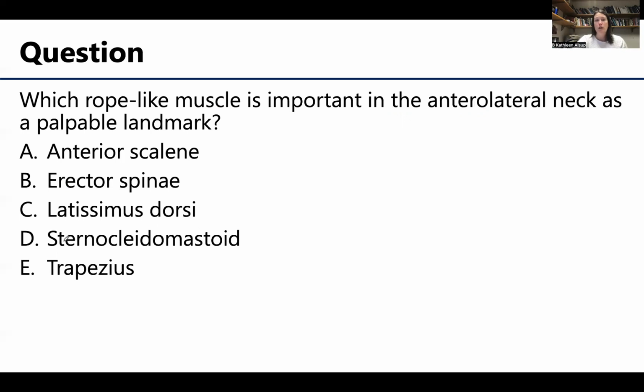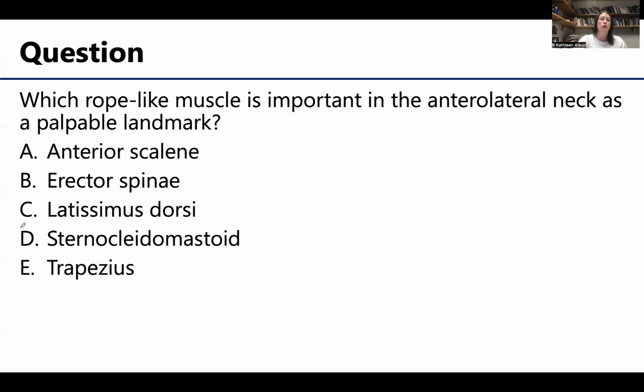All right, so last but not least, our review question here. Which rope-like muscle is important in the anterolateral neck as a palpable landmark? And hopefully you remember, I kept palpating it on my own neck. Is it the anterior scalene, erector spinae, latissimus dorsi, sternocleidomastoid, or trapezius? Hopefully this popped in your mind immediately.